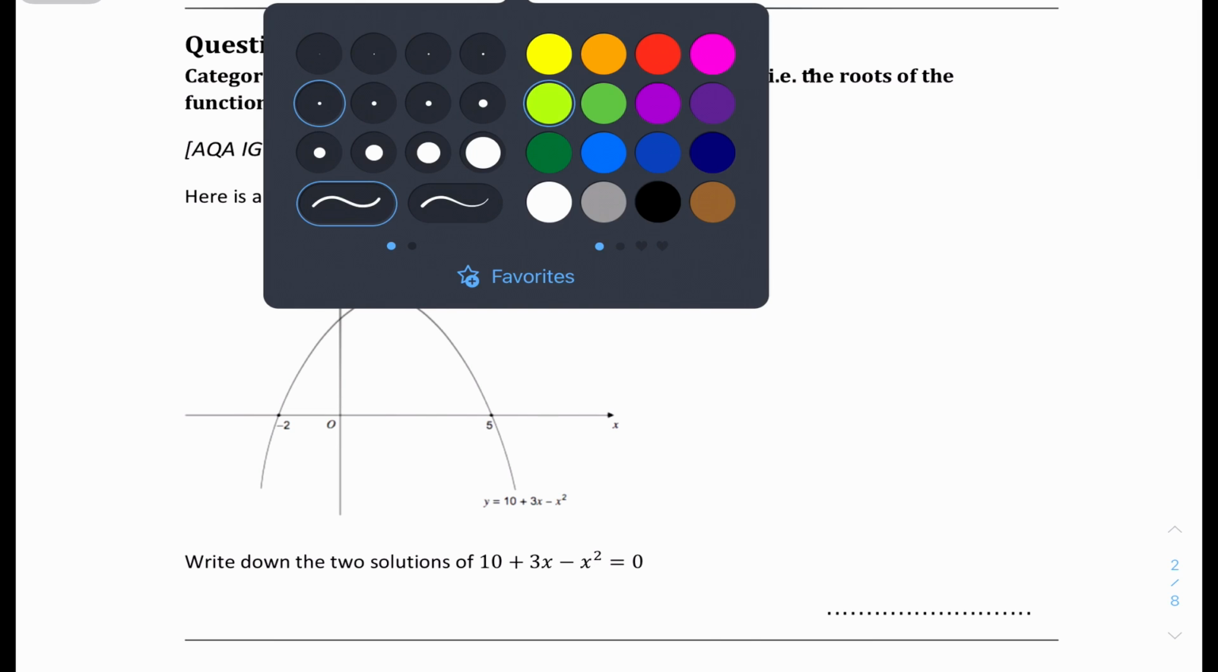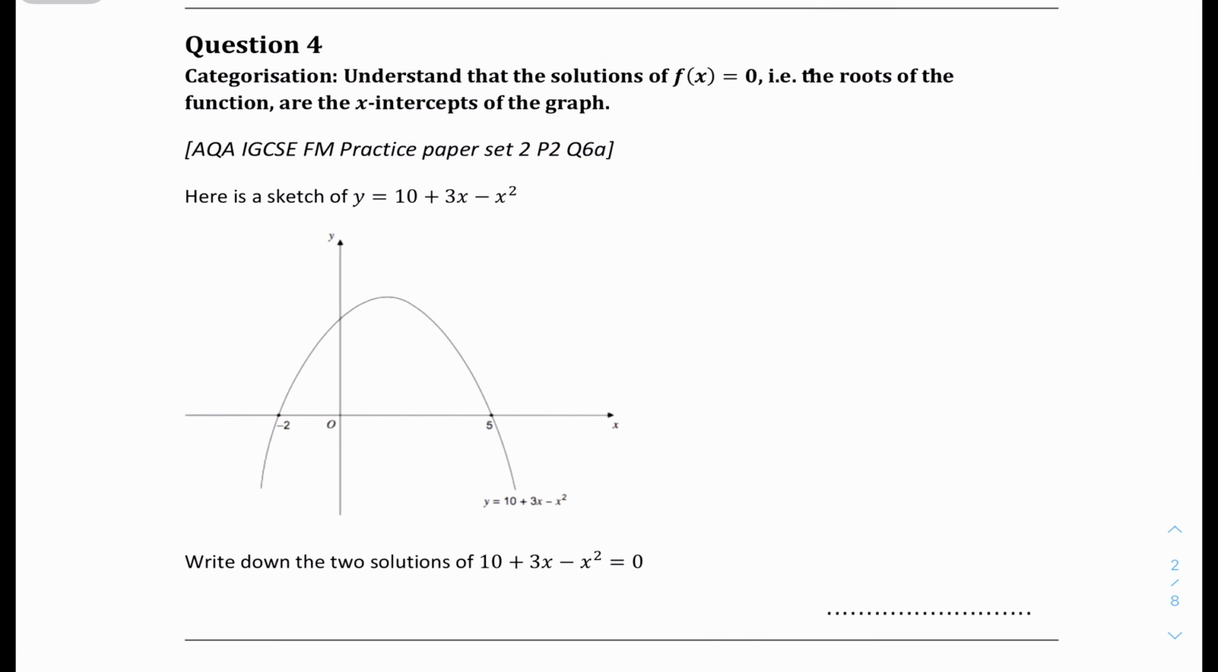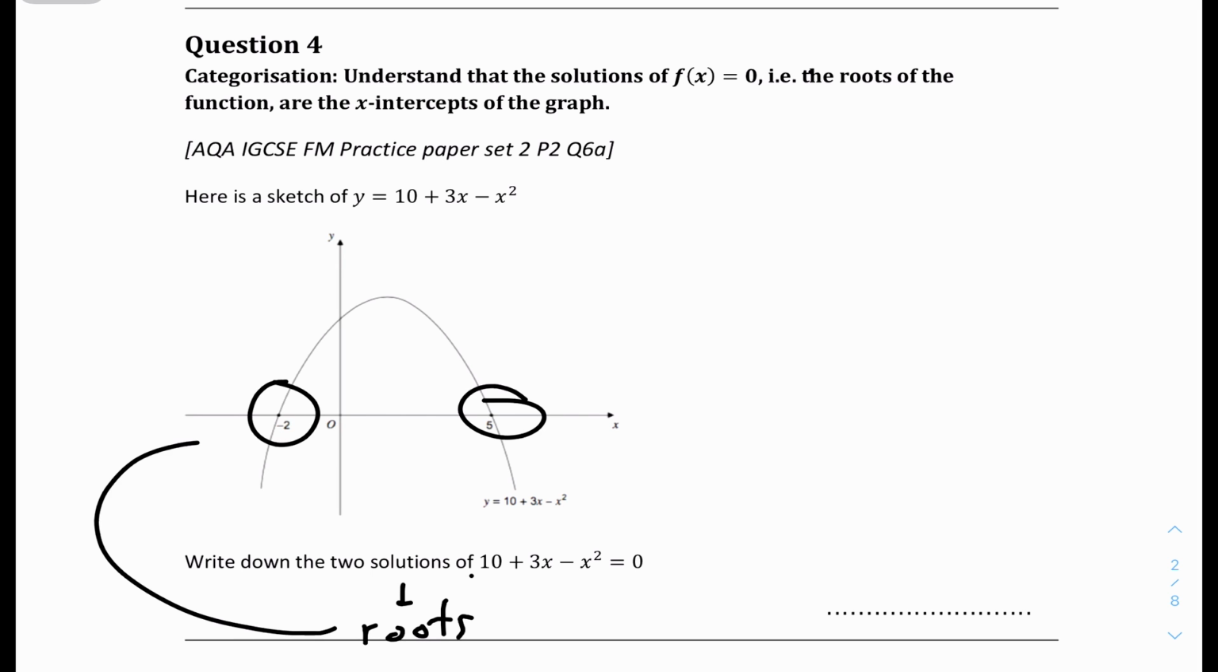Then there's question 4. Here's a sketch of 10 plus 3x minus x squared like just now. Write down the two solutions of this and this. So it's quite straightforward because you already have these 2 points. Basically the solutions means the root of the equation. And you can see it by looking at these points right here, this and this. So you can see it's either x equals minus 2 or x equals 5. So it will be x equals minus 2 or x equals 5.